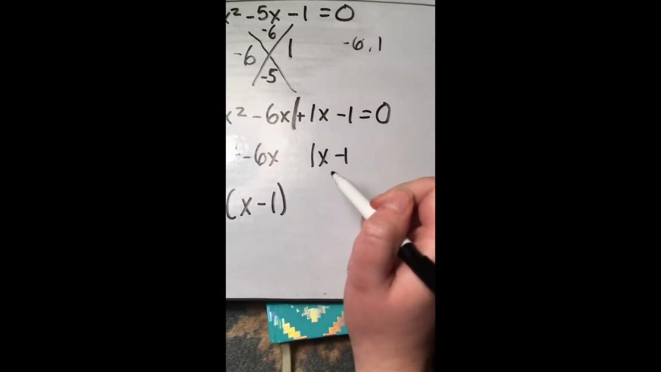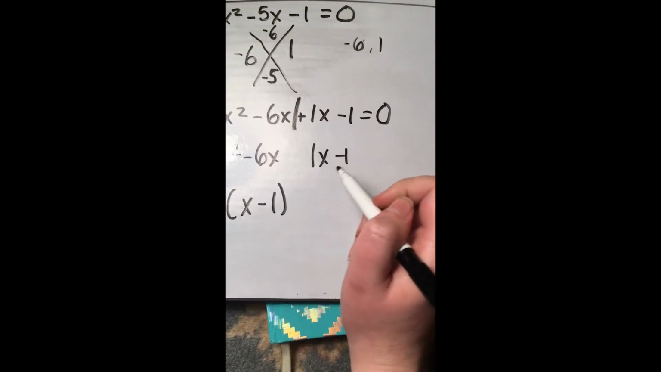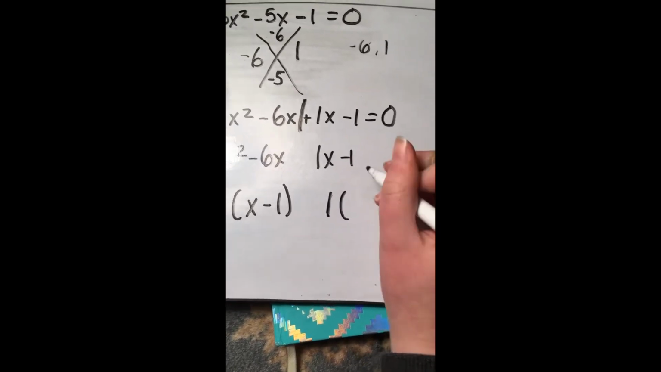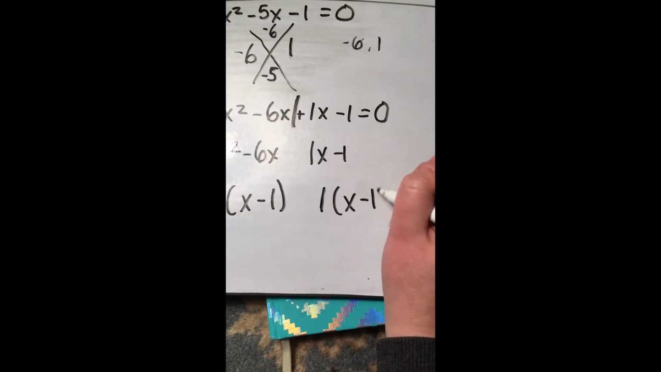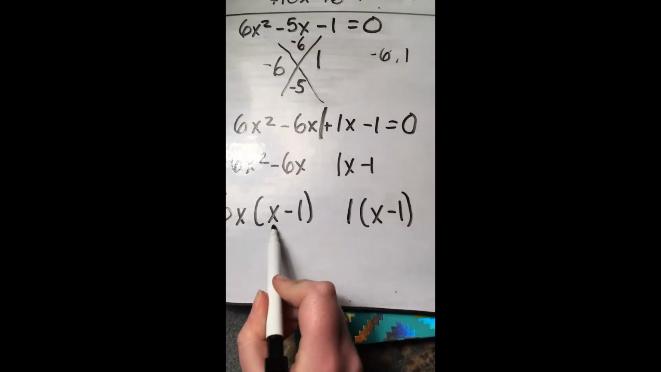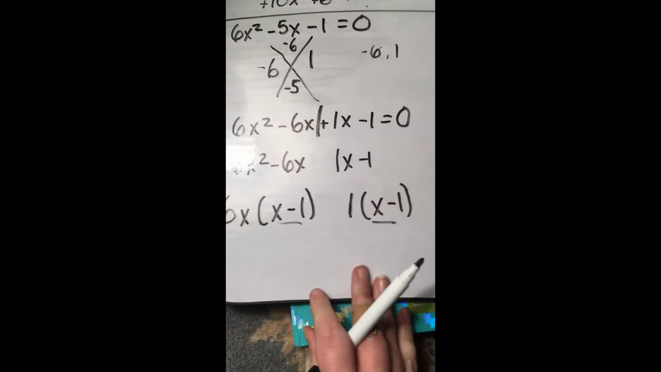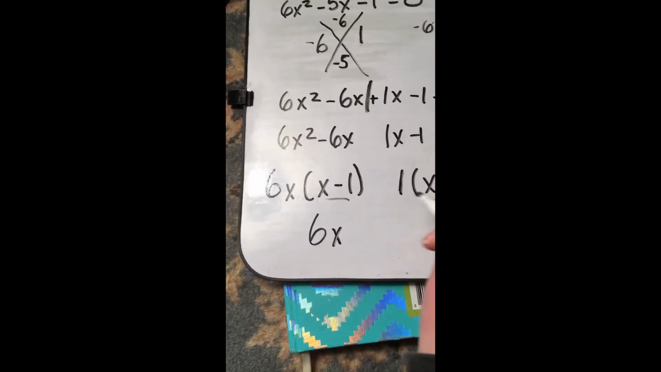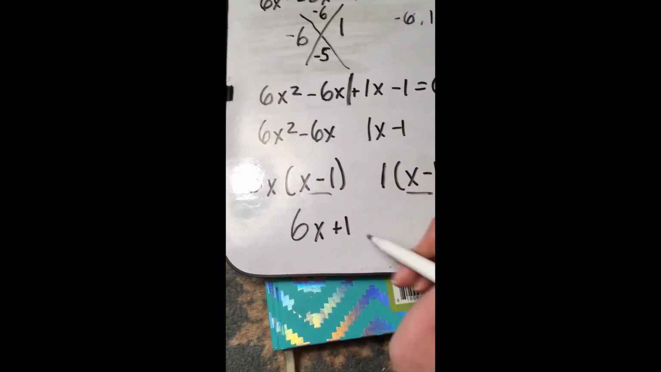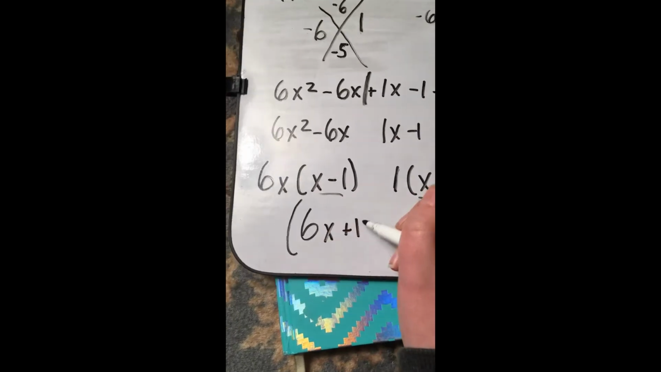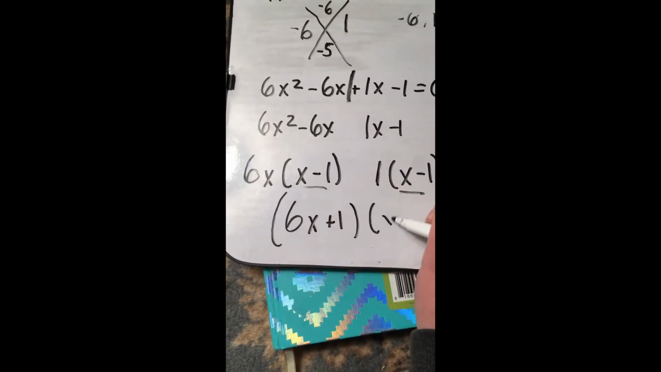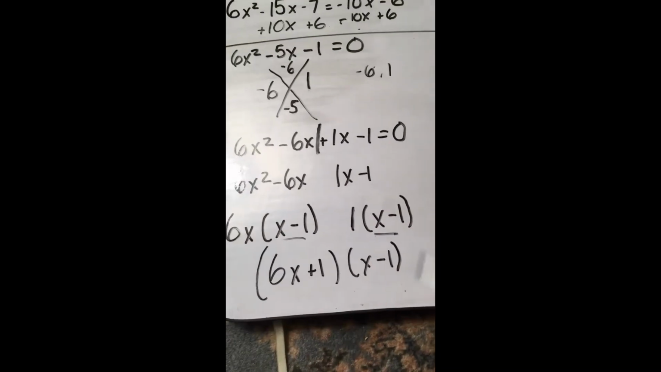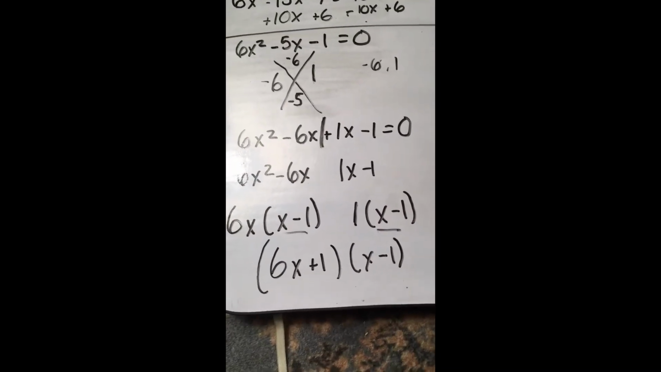Alright, let's look at this side. There's no greatest common factor, really, but there is a 1. So if we take out a 1, we're left with x minus 1. Alright, these two sides match up. Great. So we're left with 6x plus 1, because that's from that side, and x minus 1. So that is it in its factored form.